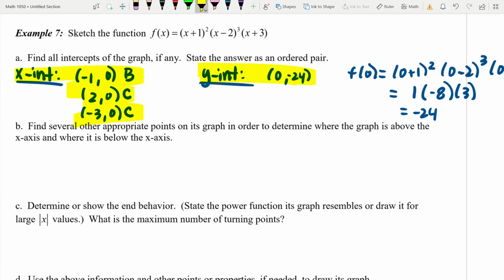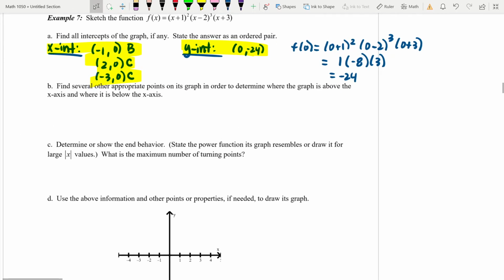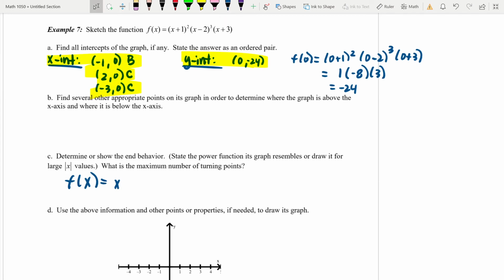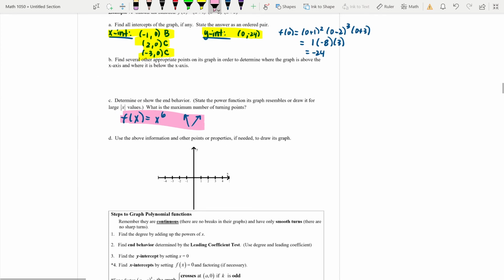What are we going to do to part B right here? Skip it. Okay? End behavior. First of all, write the power function. F of x equals x to the, what's it going to be? It is 6. You add 2 plus 3 plus 1. End behavior, I know this is a parabola that opens up, so it's left up and right up. Okay? Looks like that. Here we go.